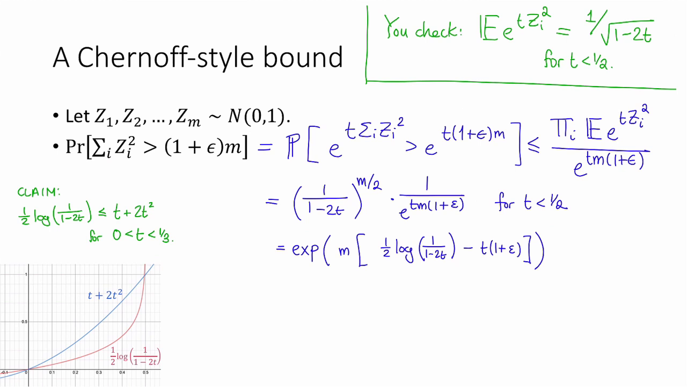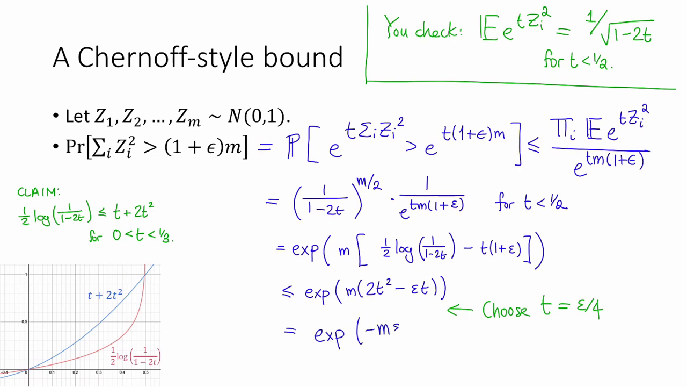Great. So plugging in that simplification, this nasty expression here is bounded by this nicer expression, exp of m times (2t squared minus epsilon t). Now, at this point, we can choose t to be whatever we want, as long as it's greater than 0 and less than a third, so that that claim goes through, and less than a half, so that that claim goes through. So let's choose t to be equal to epsilon over 4. And let's assume that epsilon is sufficiently small so that both of these assumptions are satisfied. Then this is just equal to exp of minus m epsilon squared divided by 8, which is what we wanted to show on the previous slide.